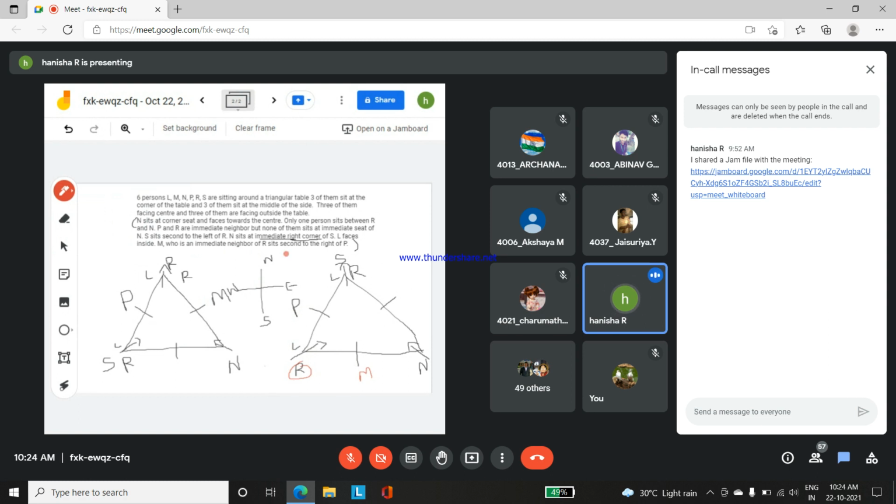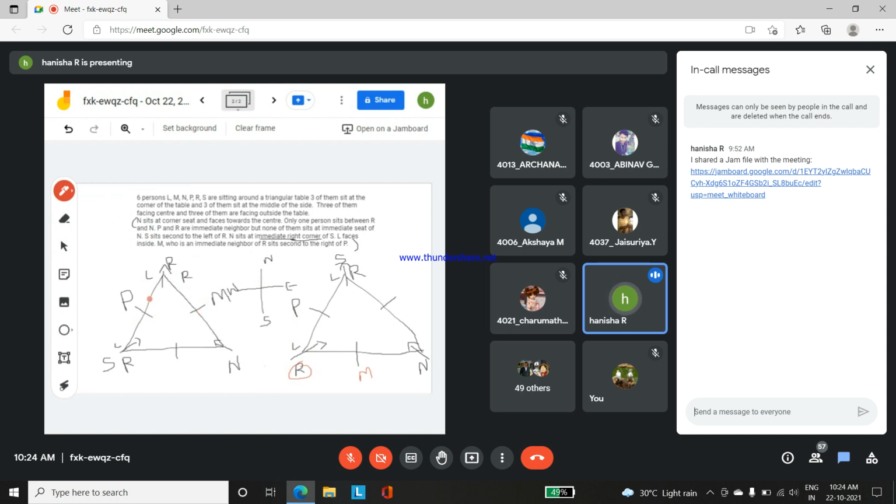Okay, sits second to the right of P. So from P on the right side, on the second right, you should have M. So from P, if you calculate, this is first and this is second. So the second position you have M. Now this should be the right side.